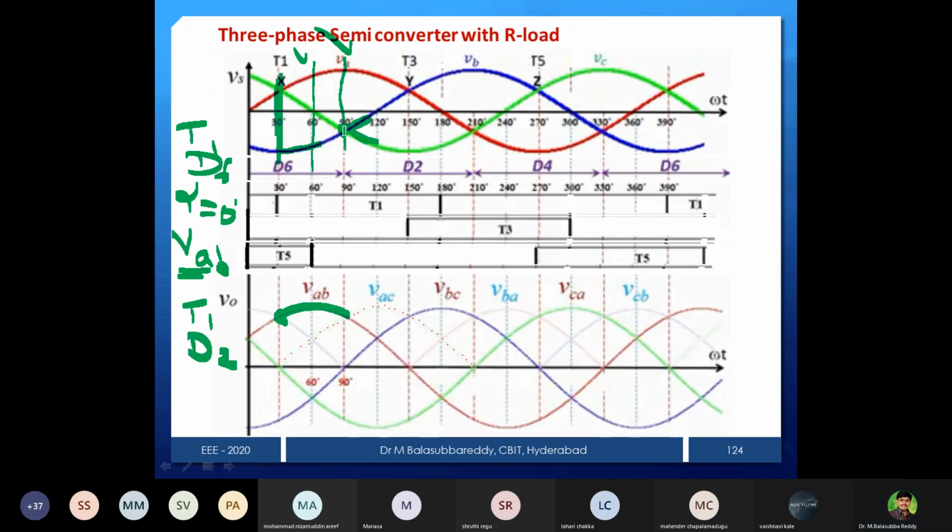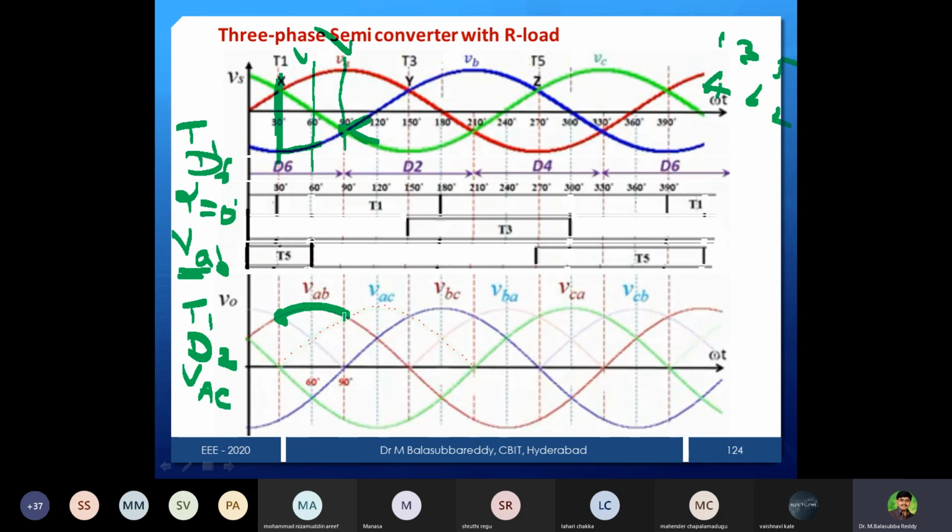Reason is, D6 device means B phase is less negative and C phase is more negative. So that's why D1 and D2 are going to be forward biased. So that is the reason our output voltage is VA. D2 is connected to which phase? As you know, the sequence is 1 3 5 4 6 2. Then D2 device is connected to C phase. What is our output voltage? AC is our output voltage.